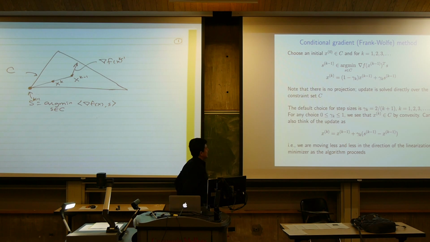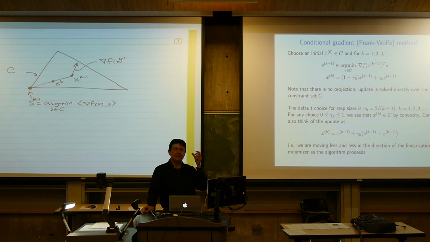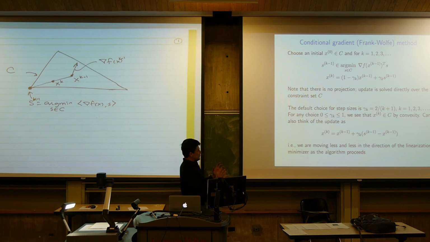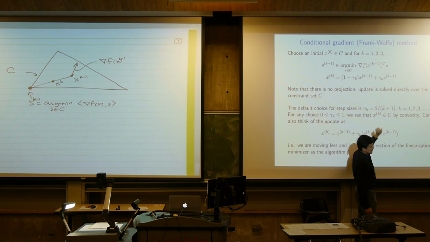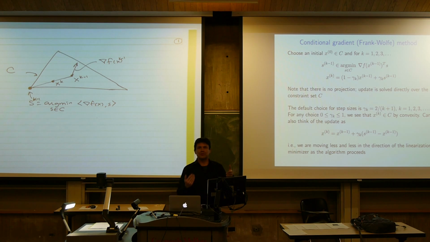Okay. And in principle, we could do a line search, right? So the gamma, we could do a line search between xk minus 1 and sk. Or we could just take some kind of prescribed convex combination of those two points. So the default choice is to choose this kind of convex combination, move from the current point to the minimizer by that much. Okay, so at the beginning, we take aggressive steps, and then as the algorithm progresses, it takes smaller steps towards the minimizer. As long as the gamma is between 0 and 1, we will remain feasible.